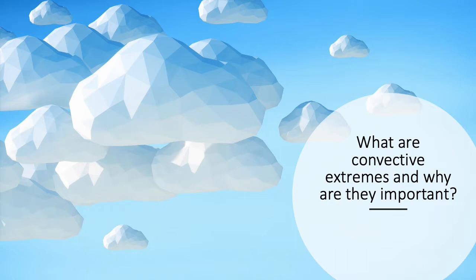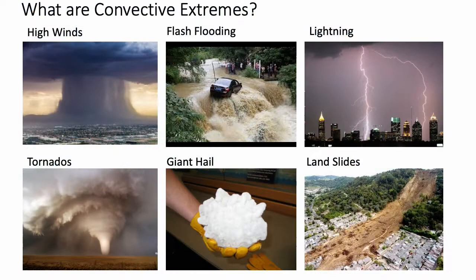So starting off with, what are convective extreme events and why are they important? This is a range of extremes that I will talk about. Convective extremes are mostly high winds in the form of straight line wind, for example, flash flooding, so very intense downpours of water that can cause major flash floods, lightning strikes, tornadoes, hail of every size up to really giant hail, as it's shown here. Those events can also trigger landslides, specifically the heavy rain events. So flash flooding and landslides are often connected with each other.